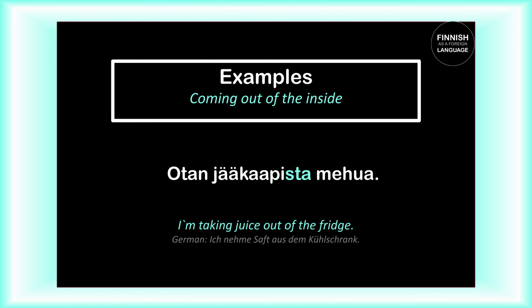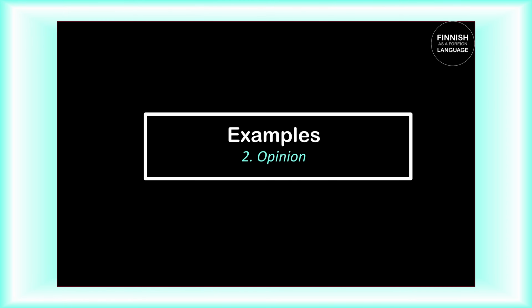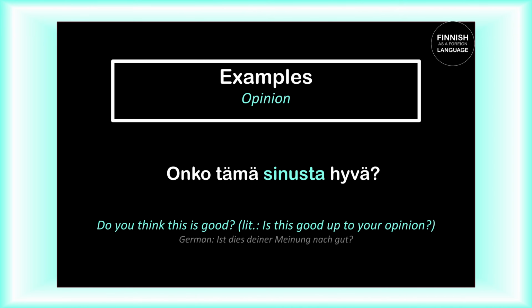We carry on with the next situation, expressing opinions. For example, onko tämä sinusta hyvä? Means, is this in your opinion good? So onko means is in a question. The ko here is our question marker. Tämä means this. Sinusta here means in your opinion. It's the elative case of the pronoun sinä. And then we have hyvä, which means good. So let's repeat. Onko tämä sinusta hyvä?